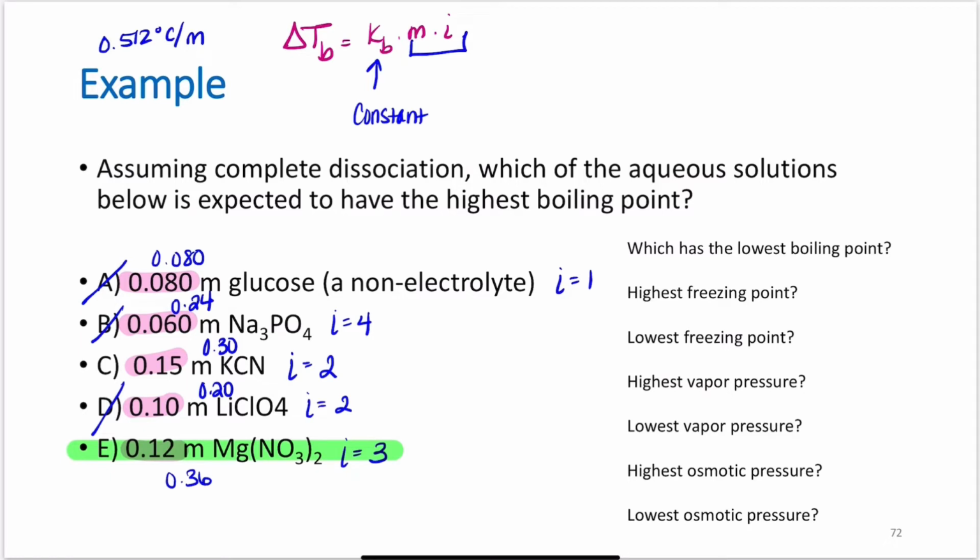Which one's going to have the lowest boiling point? The one that's going to have the smallest difference, because it's boiling point elevation. Which one's going to cause the lowest deviation from a pure solution? 0.08, 0.24, 0.3, 0.2, or 0.36.